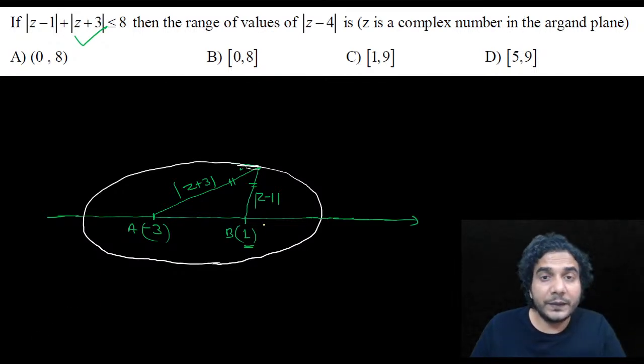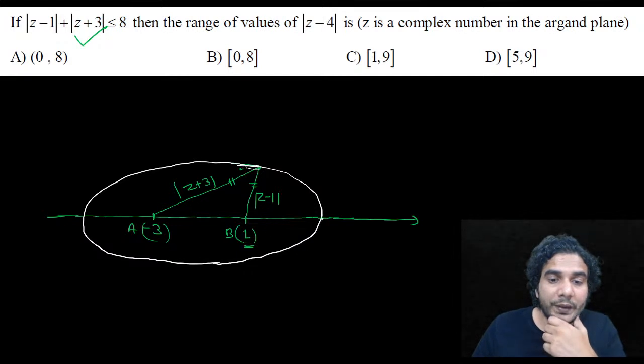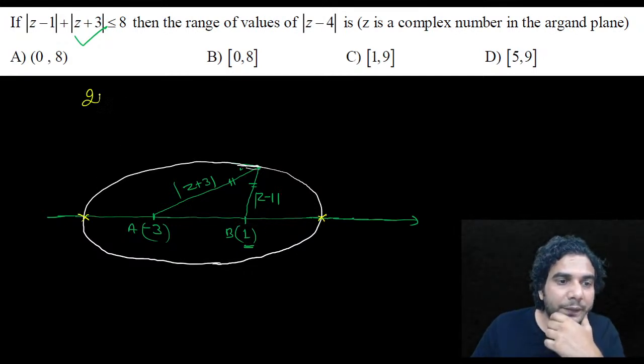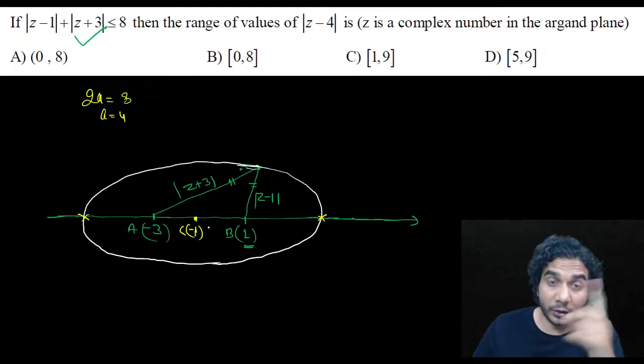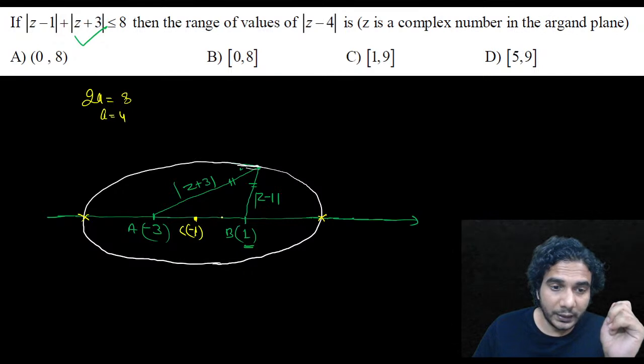So first we need to figure out where 4 is. To figure that out, we need the vertices. So what is the value of 2a? 2a is equal to 8, so a is equal to 4. The center is basically minus 3 plus 1 by 2, which is minus 1. This is your center, and let's write the center with C. So this is the center of the ellipse, not the origin. The origin is here, this 0 comma 0.